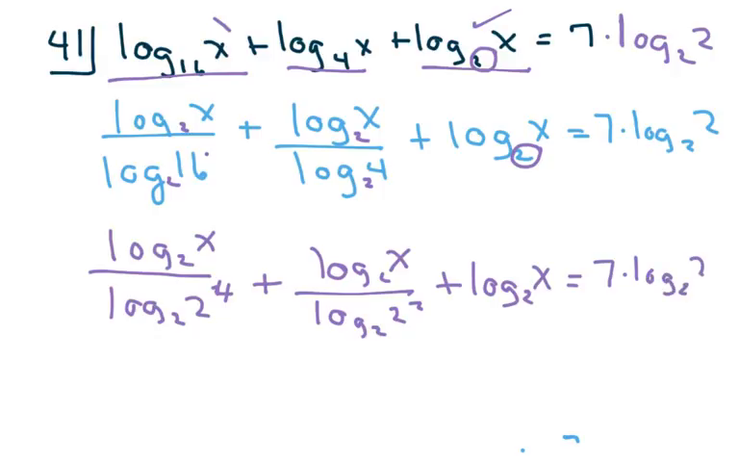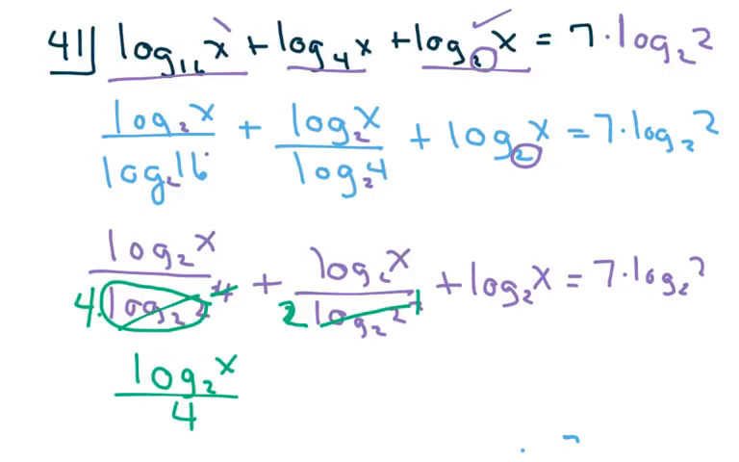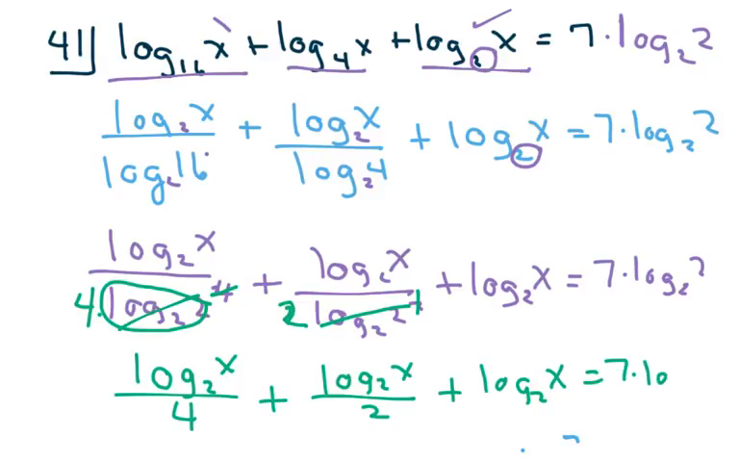Alright, now on this slide I'm going to move my 4 in front, and I'll move my 2 in front. I also know that log base 2 of 2 is 1, so 1 times 4 is 4, and log base 2 of 2 is 1, so we have a 2 here. So let me rewrite it. We basically have log base 2 of x over 4 plus log base 2 of x over 2 plus log base 2 of x equals 7 times log base 2 of 2.